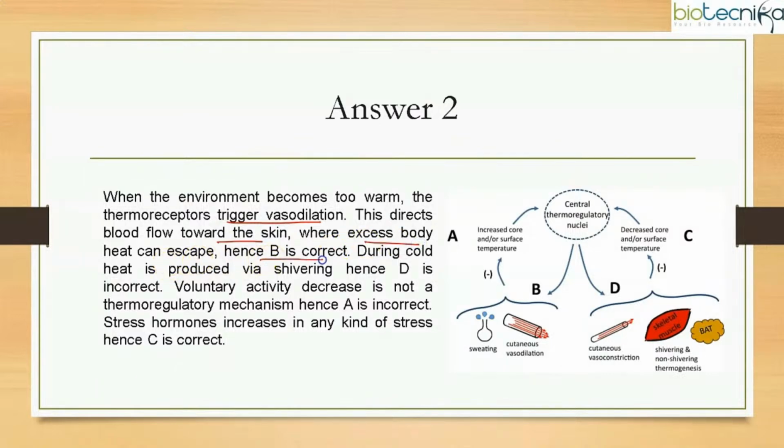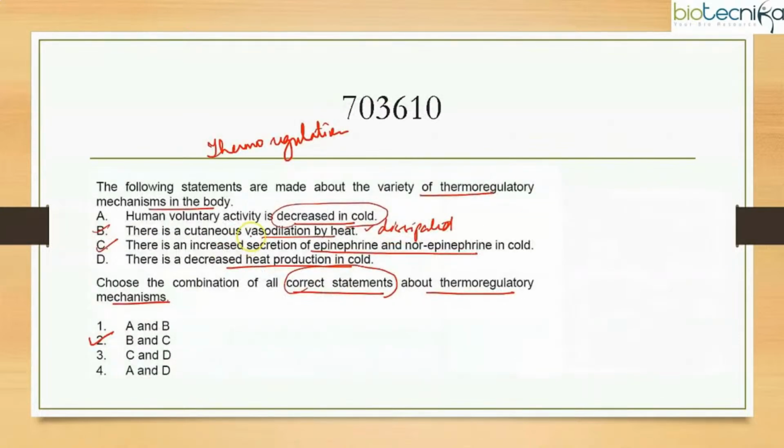During cold, heat is produced via shivering. So that is why D is incorrect. D says there is a decreased heat production. No, whenever we feel cold, you might have realized what we do, we shiver, right, if we are very cold. That is done to increase the heat production, not to decrease. So there will be an increase in heat production in cold. So D is incorrect over here.